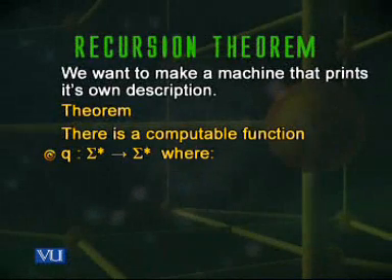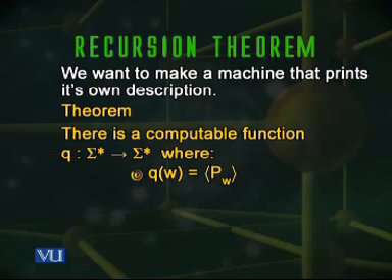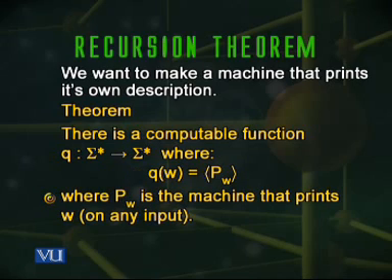Let's first look at the following theorem. This theorem says that there is a computable function Q from sigma star to sigma star that does the following. Suppose we give W to this function, then what it does is it prints a description of a Turing machine that prints W. So there exists a function Q going from sigma star to sigma star such that Q of W is equal to P sub W, the description of P sub W, where P sub W is the Turing machine that prints W. Let's try to understand this function carefully.